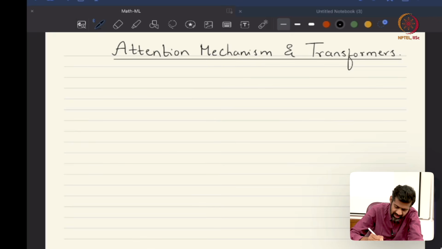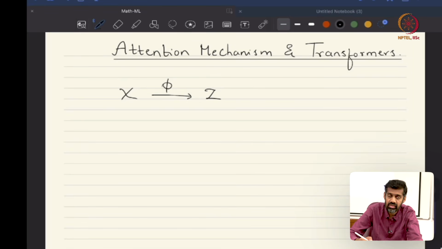So, what is the idea? Start with data X. You start with the data space and learn a transformation, phi, to another space Z, and then you learn your hypothesis or functions on Z. This was one thing that we have been doing, correct?